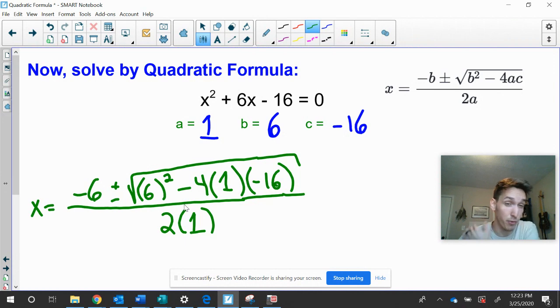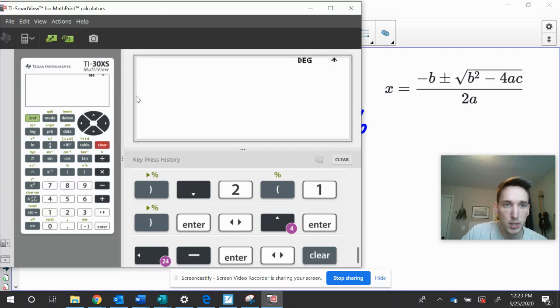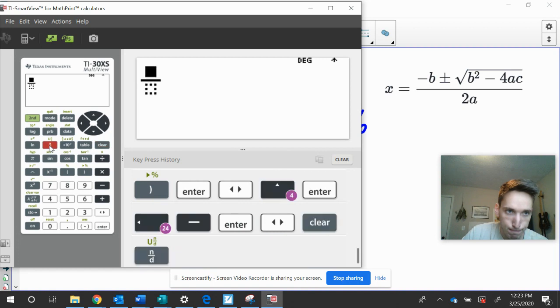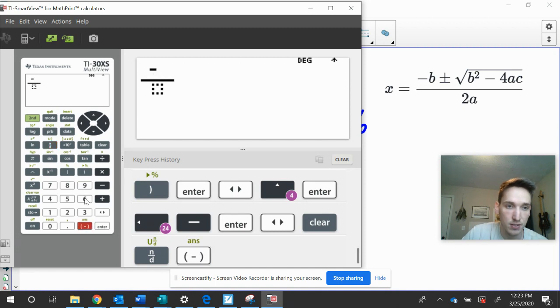But the good news is if you've got your calculator, you type this mess in the calculator and let it do all the work for you, okay? So let's go ahead and do that. Take out your calculator, right? And let's type in what we got. So go ahead and start out with your fraction button and type in negative b, which in this case was b was 6, so negative 6, right?